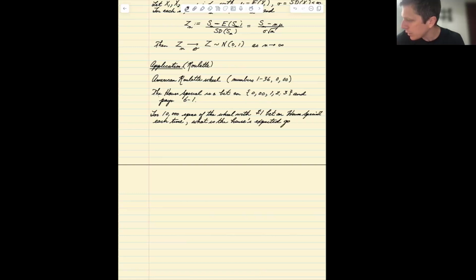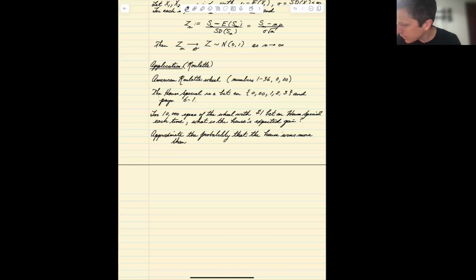How much do they expect to win off of this bet over 10,000 spins? And let's approximate the probability that the house wins more than half of that amount.